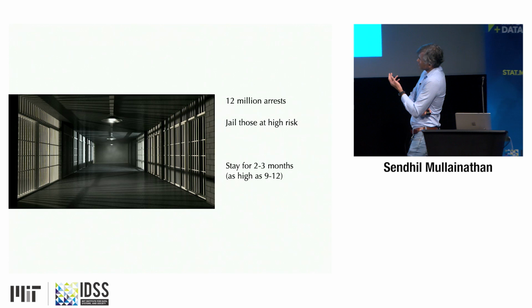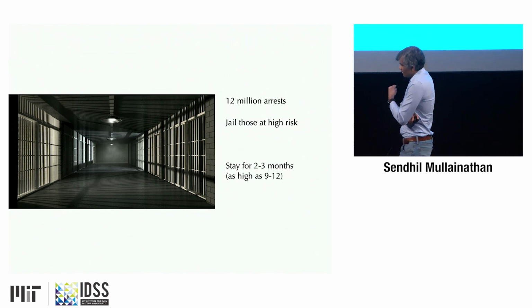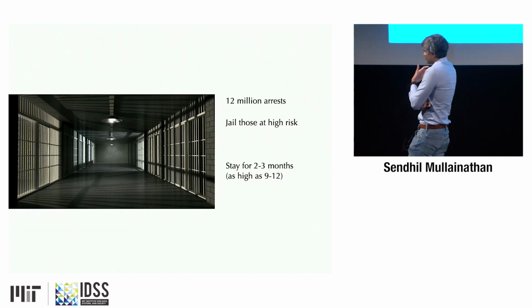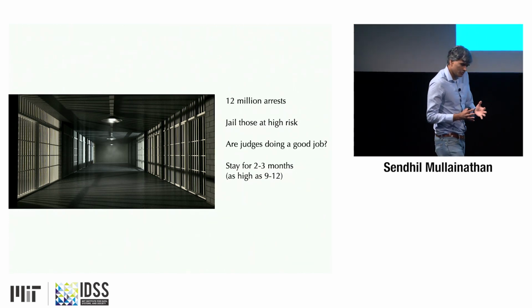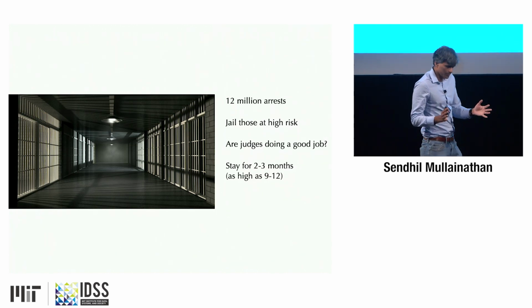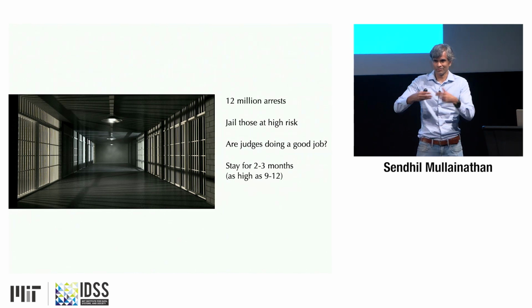So this work we did before, what I'm about to tell you is just a setup to something. This work we did before asked the question, are judges jailing the right people? In other words, if you think of this as a pure risk prediction problem, there's a supervised learning element here, and the judge is acting as a supervised learner. Given the inputs I see of the person, make a prediction.